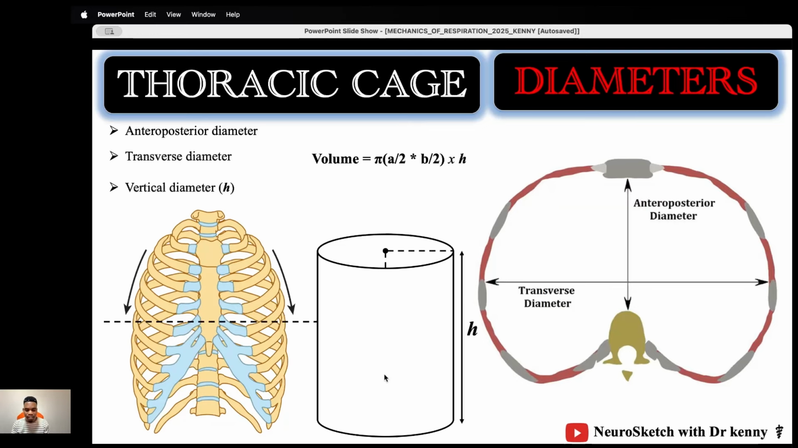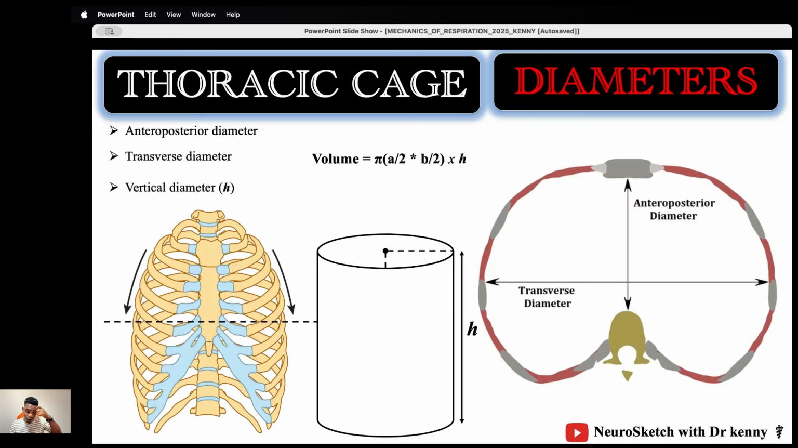The vertical diameter is what would be considered the height of the cylinder. So in this way, the volume will be calculated a little bit. It's not perfect, this is not correct mathematics, but it somehow behaves in a similar fashion.